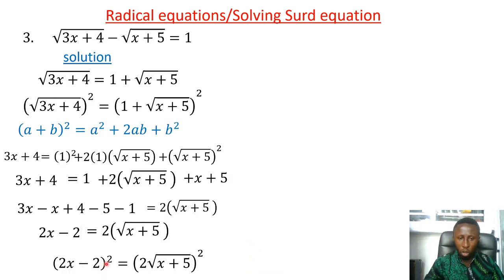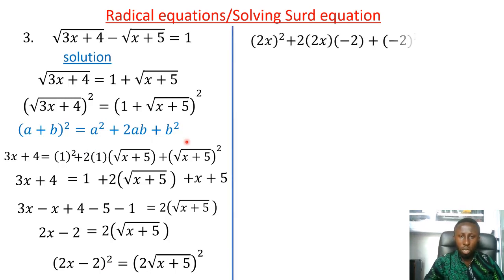2s minus 2 all square. So our 2s is our a. Then negative 2 is our b. So we are going to use this approach to simplify. That's it. Our a is 2s all square plus 2 times our a, 2s, times our b, negative 2, plus our b all square. That's what negative 2 square. So we are using this approach.